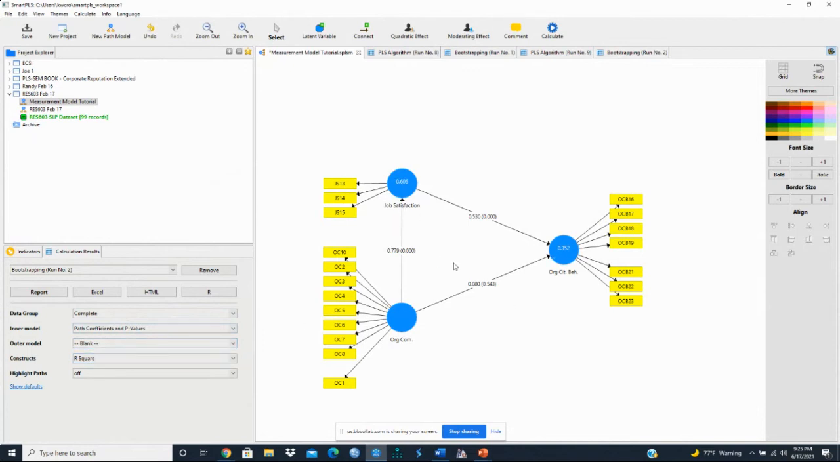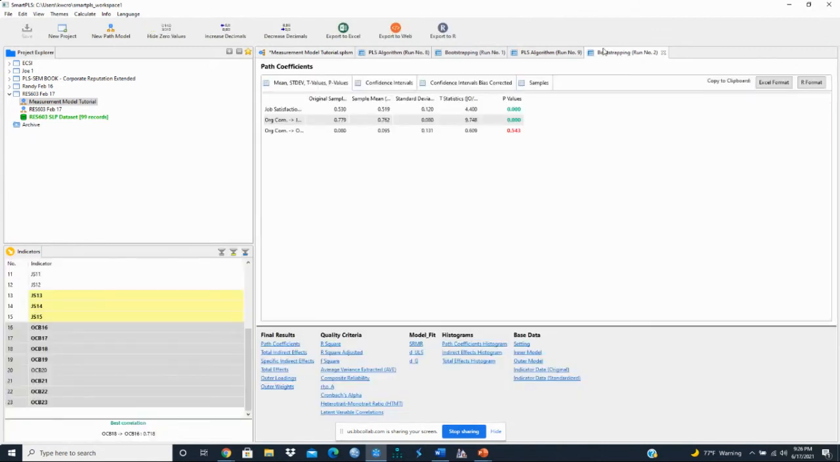So from this run, we can see that in the net model, we have a significant relationship between job satisfaction and organizational citizenship behavior. We have a significant relationship between organizational commitment and job satisfaction. We do not have a significant relationship between organizational commitment and organizational citizenship behavior. But to test our hypotheses, we need to look a little deeper than that. We need to start out with our total effects.